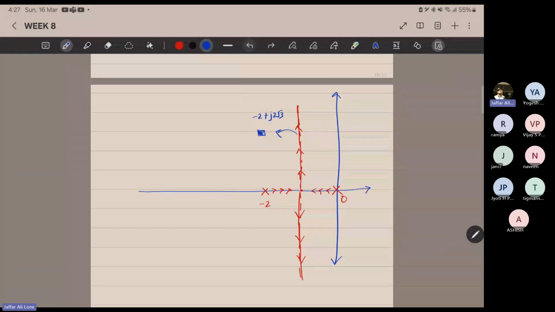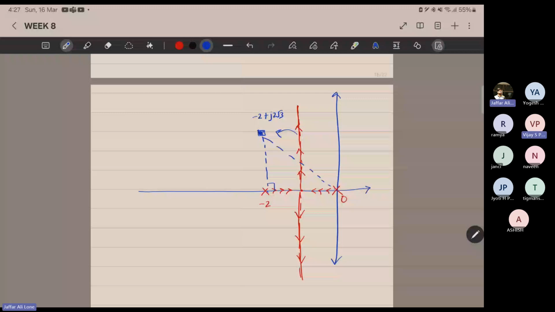So let's assume this is 90 degrees. This is some theta1, right? Let's assume this is theta1, and let's assume this is theta2. When I am designing a lead compensator, what am I doing? It means I have Kc times s plus zc divided by s plus pc. So I'm basically adding a zero and a pole.